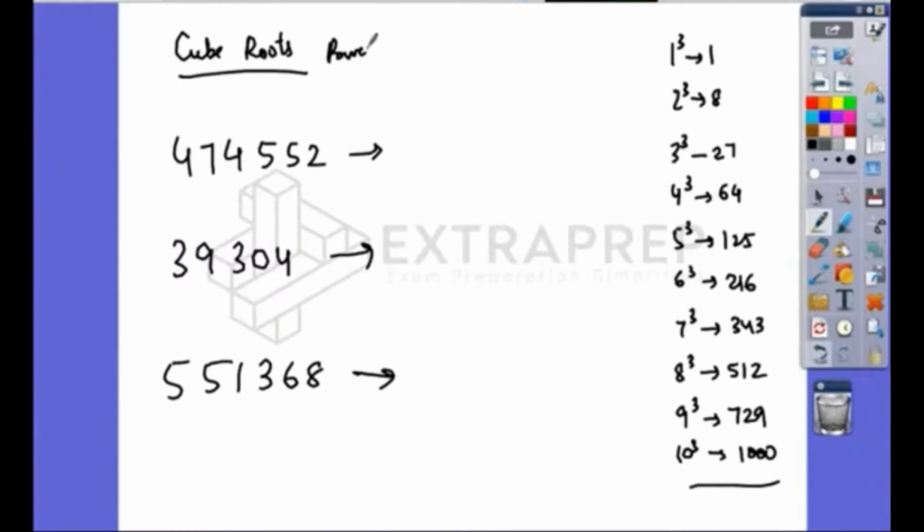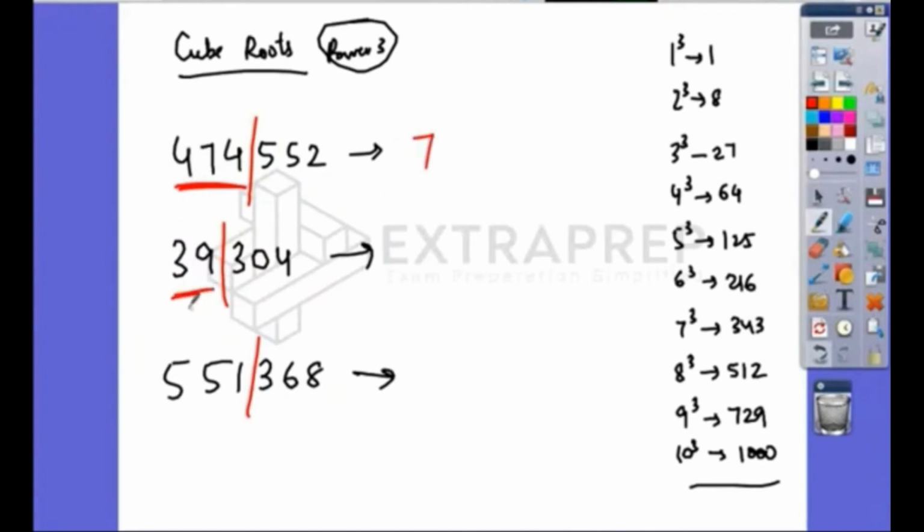Cube is power 3, right? So from the right hand side, after 3 places we take a bar. Once we take a bar, tell me a perfect cube number less than 474. That's 7 cube, 343, because 512 is larger.